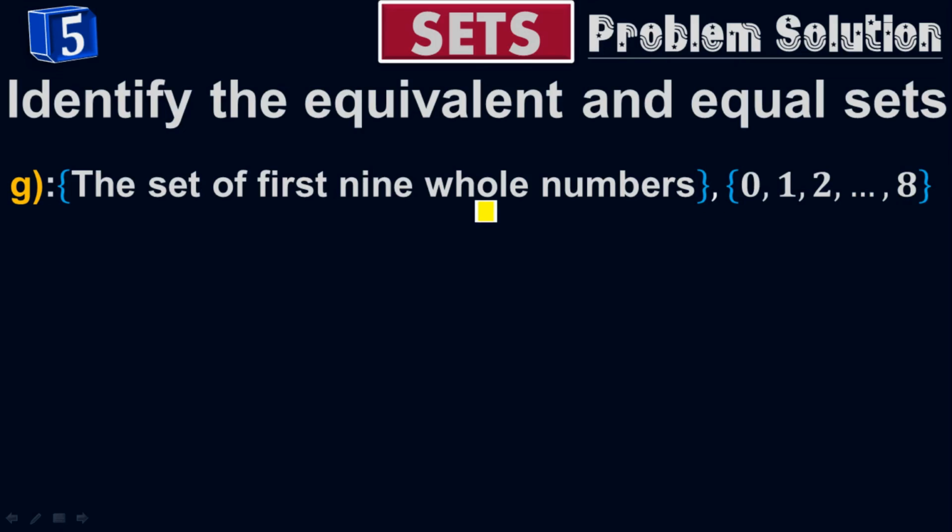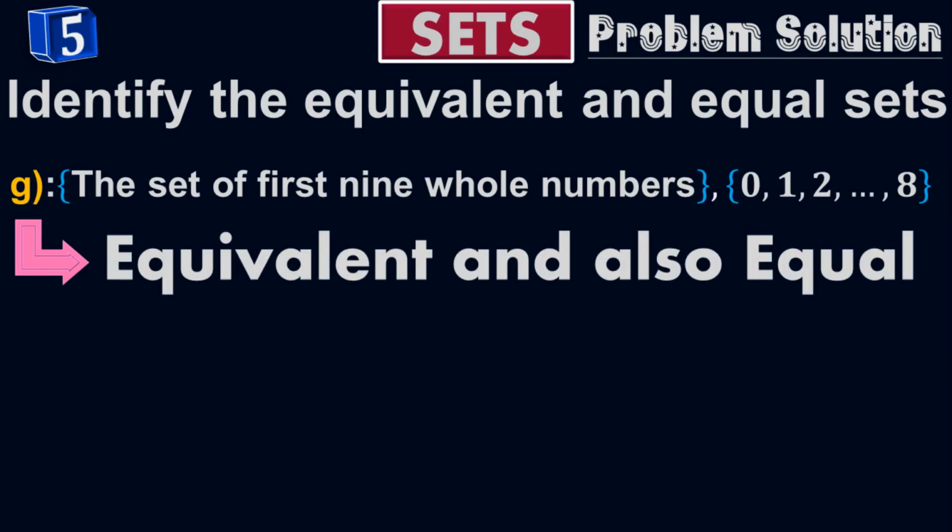Therefore, they are equivalent to each other. But at the same time, they are equal to each other as well, because look, it is the set of first 9 whole numbers, not even numbers, the set of first 9 whole numbers. Here we also have the set of first 9 whole numbers. Whole numbers start from 0, 1, 2 up to 8. So we have the same elements in the other set. Therefore, we can say that they are equivalent and also equal sets.